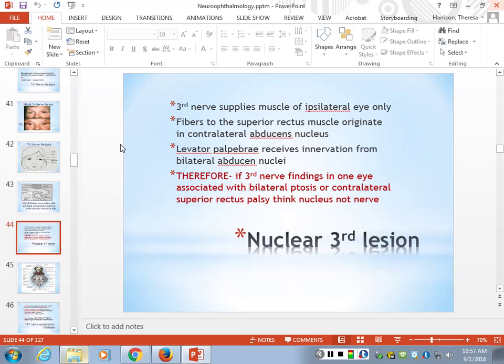Okay, so I just corrected that error for you. I was going to show you, since you didn't have it, the error is where he has abducens. He says fibers to the superior rectus muscle originate in contralateral abducens nucleus. That is not true. You know that. The abducens nucleus innervates the lateral rectus muscle only. It's supposed to be the contralateral oculomotor nucleus. And the same is true: the levator palpebrae receives innervation from the bilateral oculomotor nucleus. Okay, that's just typos.